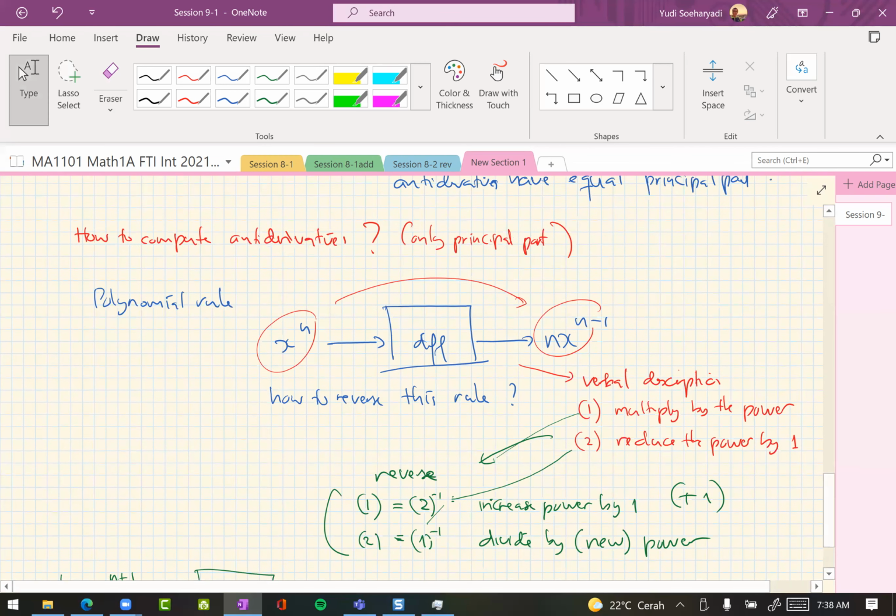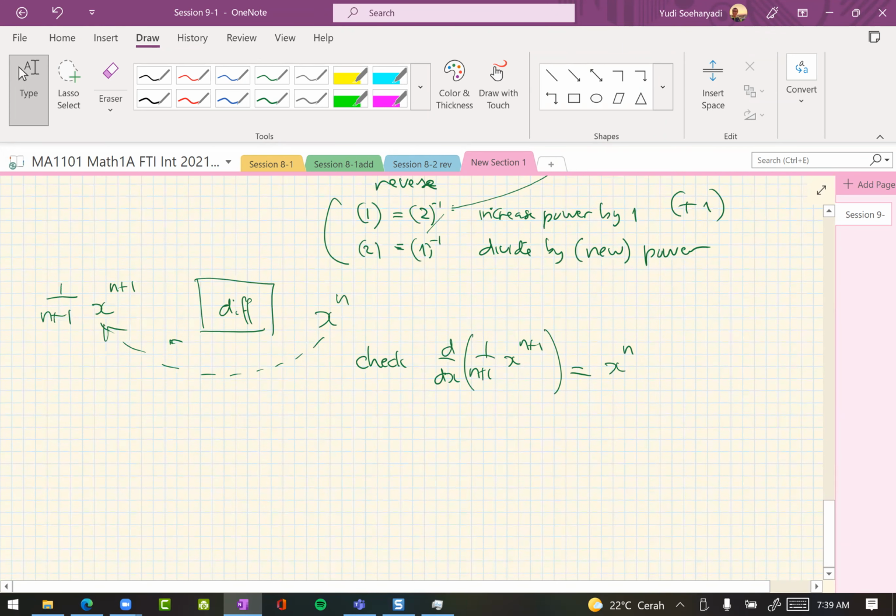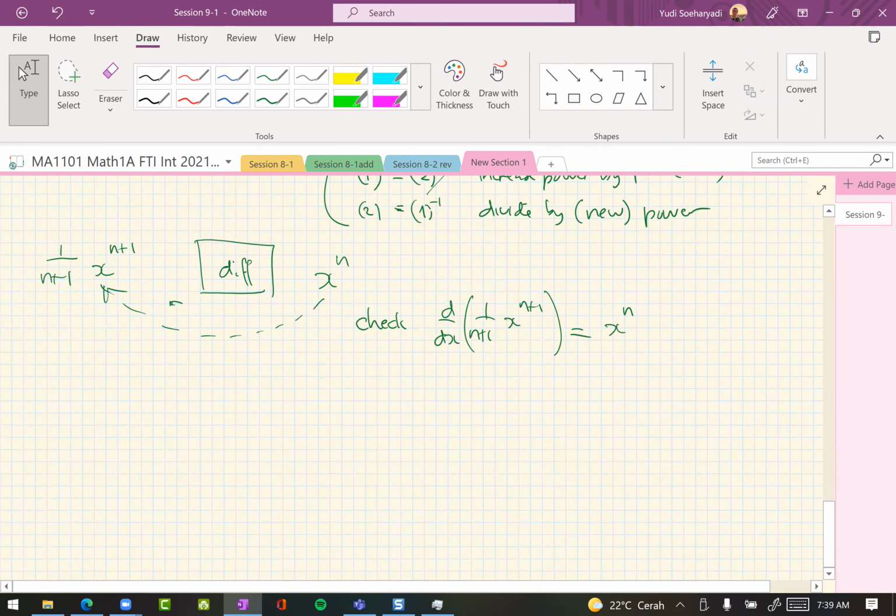In fact, this is not only applied for polynomials. It's not necessarily that x to the n has n an integer; n can be any rational, for example, or any real number. Okay. All right.